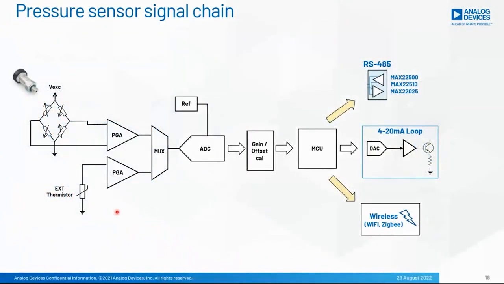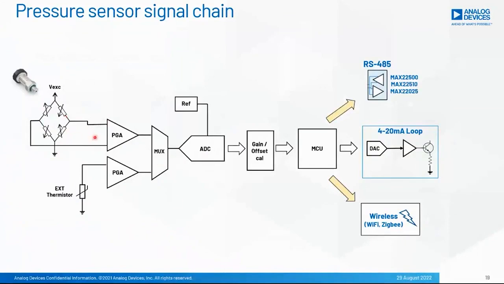Generally, the signal chain uses a Wheatstone bridge resistive configuration to measure the signal from the pressure sensor. Since Wheatstone bridge is ratiometric in nature, the signal chain components must be chosen carefully. Otherwise, any variation or noise in the excitation voltage or ADC reference will affect the sensor output.